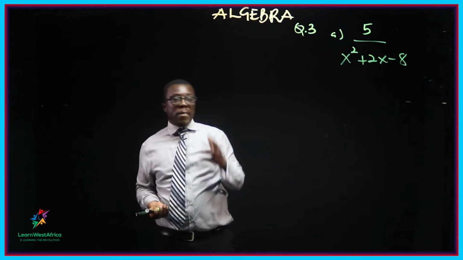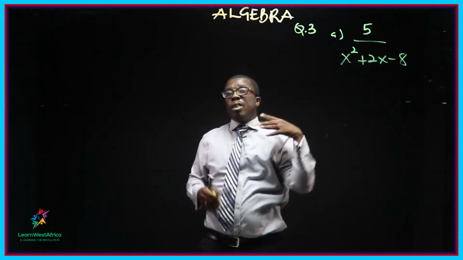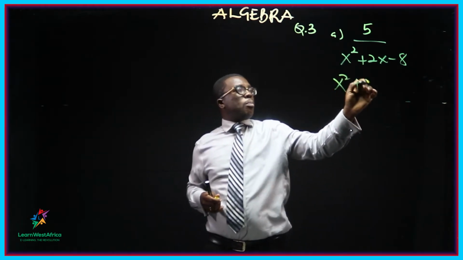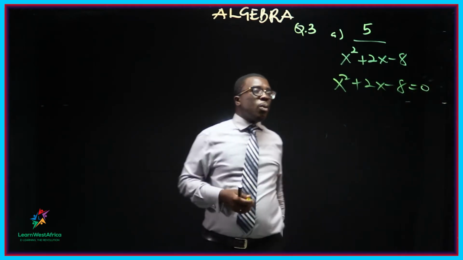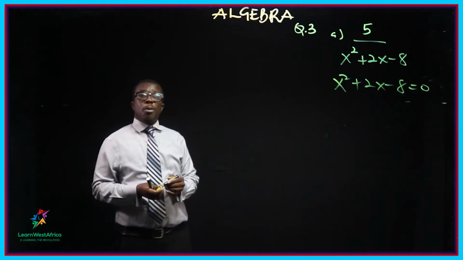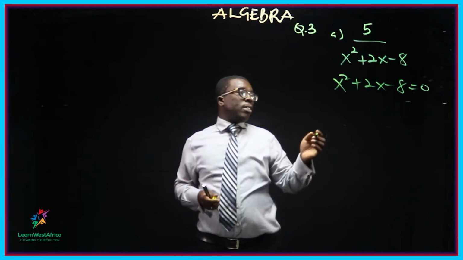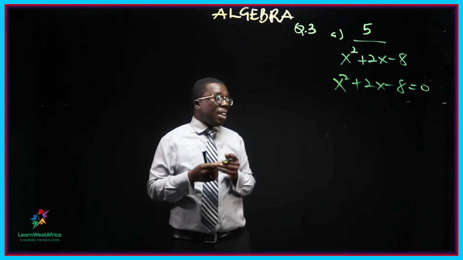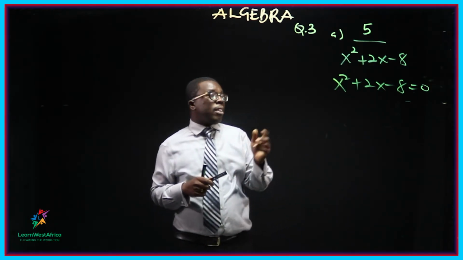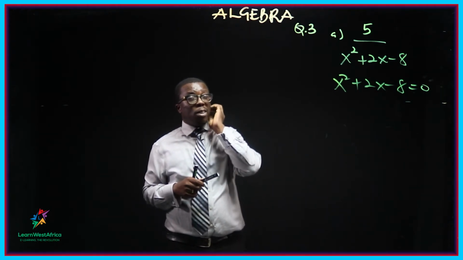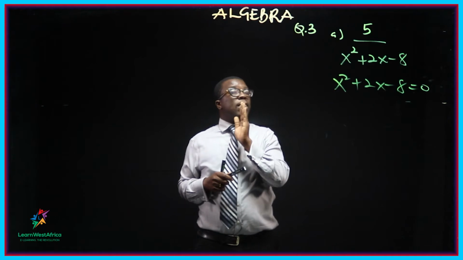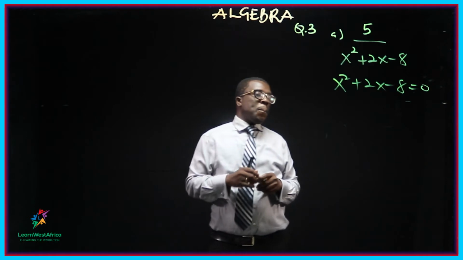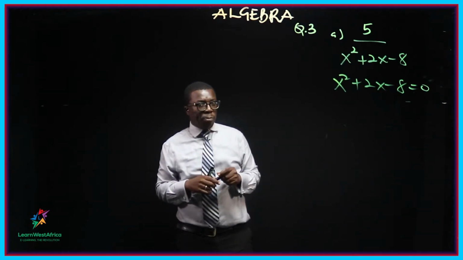So we just take the denominator and equate it to 0. We have x squared plus 2x minus 8 equal to 0. It's a simple quadratic. So what do we do for the quadratic? What are the factors of 8? The factors of 8 are 2 and 4.